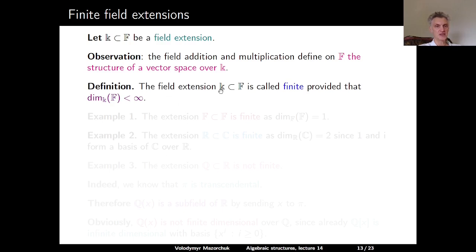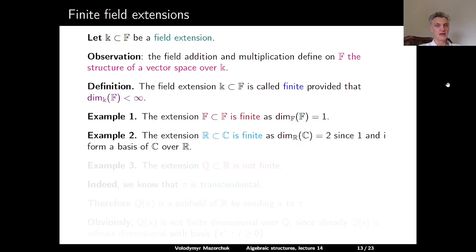Definition: the field extension of K inside F is called finite, provided that the dimension of the bigger field F over the smaller field K is finite. For example, the extension of F inside F is finite because the dimension of F over F is 1. Another example, the extension of real numbers inside complex numbers is finite because the dimension of complex numbers over real numbers is 2. So we have a natural basis given by 1 and the imaginary unit i. Third example, the extension of rational numbers inside real numbers, this is not finite.